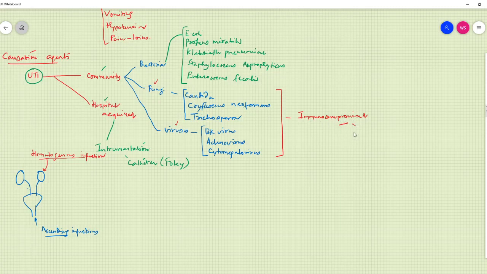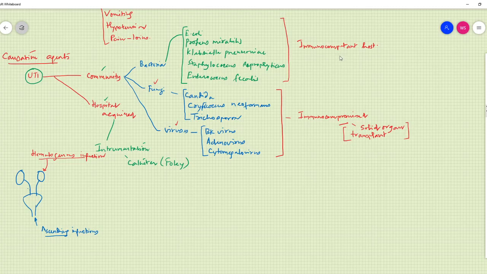Suppose the patient has undergone a transplant, say a solid organ transplant. Okay, so the patient would then be on immunosuppressants, and in which case the patient becomes more susceptible to viral and fungal infections. So if it is an immunocompetent host, in an immunocompetent host, the most common infection is the bacterial.